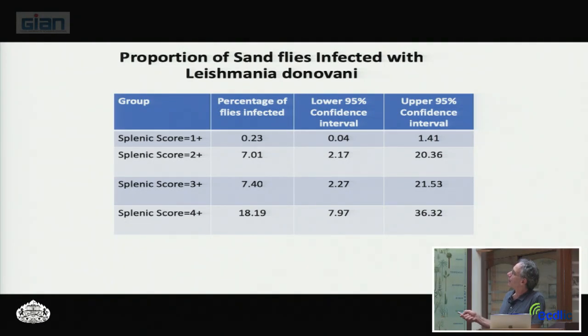They had an interesting finding that this is the proportion of flies infected with the parasite, percentage of flies infected in cases with a splenic score of 1+, 2+, 3+, or 4+. So 1+ is early stage of disease, and 4+ is much later stage. So not surprisingly, the more severe the disease status, the higher percentage of flies take up, get infected. But what was particularly interesting, in the early stage of disease, these individuals are barely infectious to flies at all.